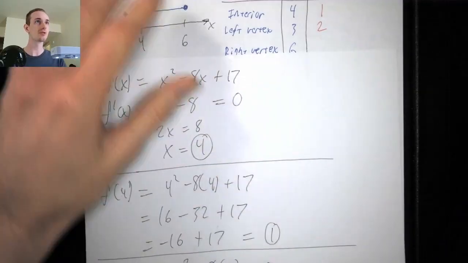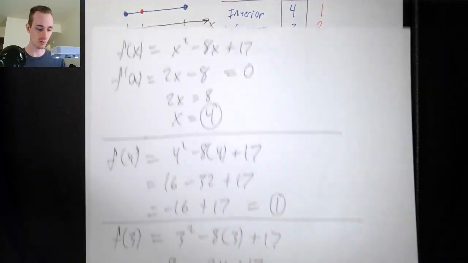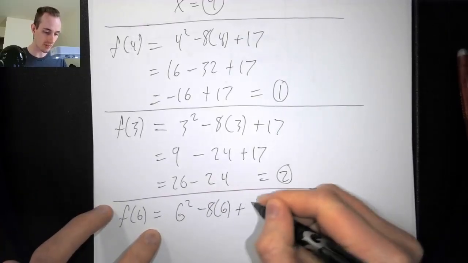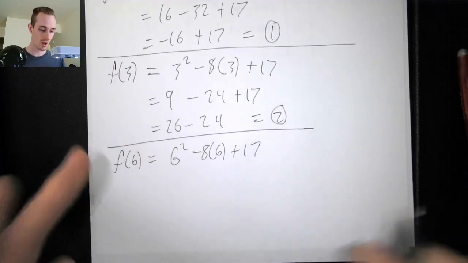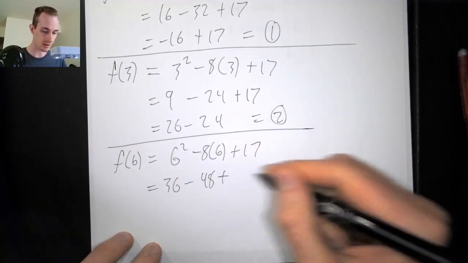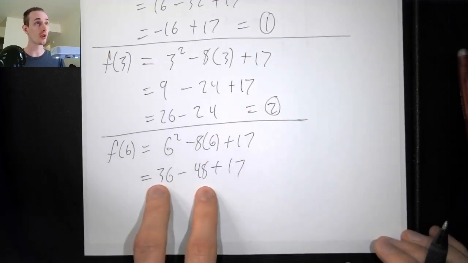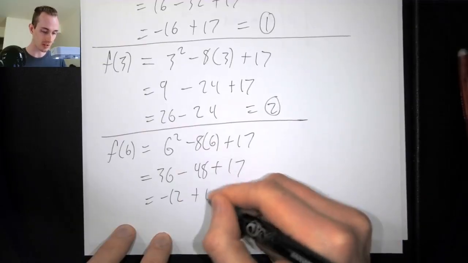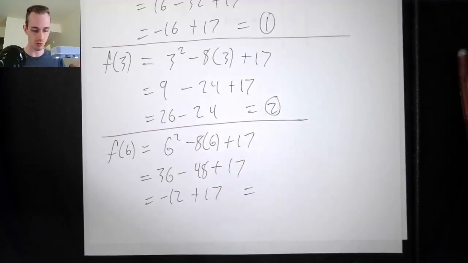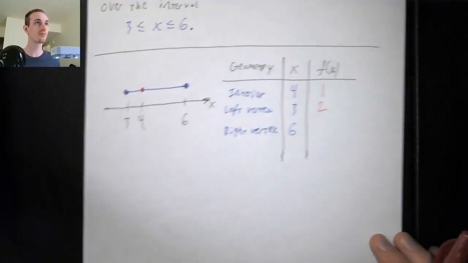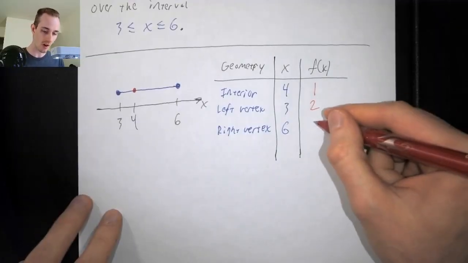Then we just have our right vertex, which is at 6, so we'll plug that in as well. F of 6 is 6 squared minus 8 times 6 plus 17. 6 squared makes 36, minus 8 times 6 is 48, plus 17. 36 and 48 are 12 apart, and the 48 is bigger, so that makes negative 12 plus 17. And 17 minus 12 is 5. We can fill that in on the table. F of 6 is 5.